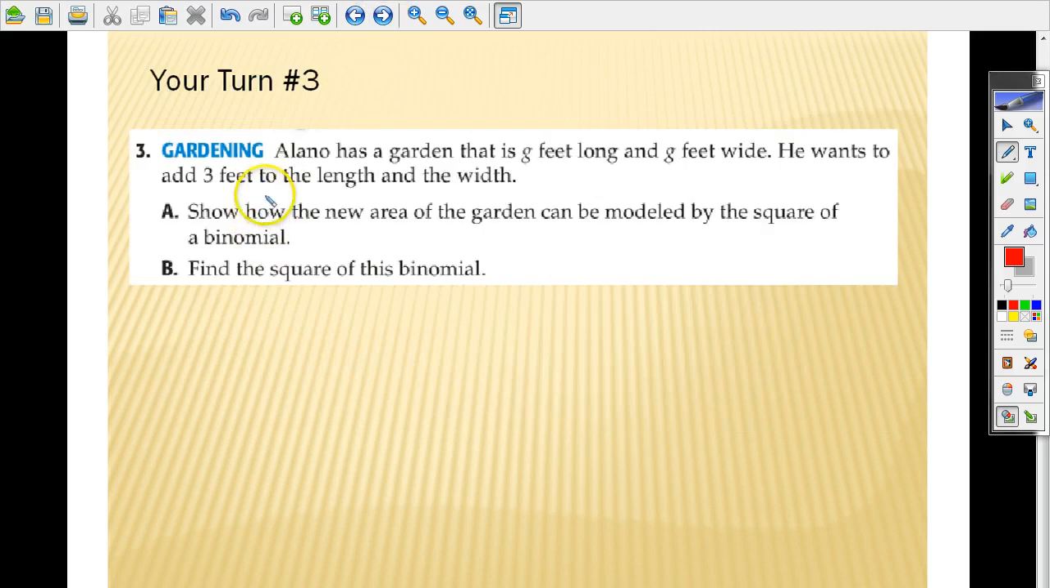Alright, so here's your turn number 3 about gardening. If it helps, try to draw this garden with the width and length, and then see if you can solve for a and b. Alright, and once you're done, come back.